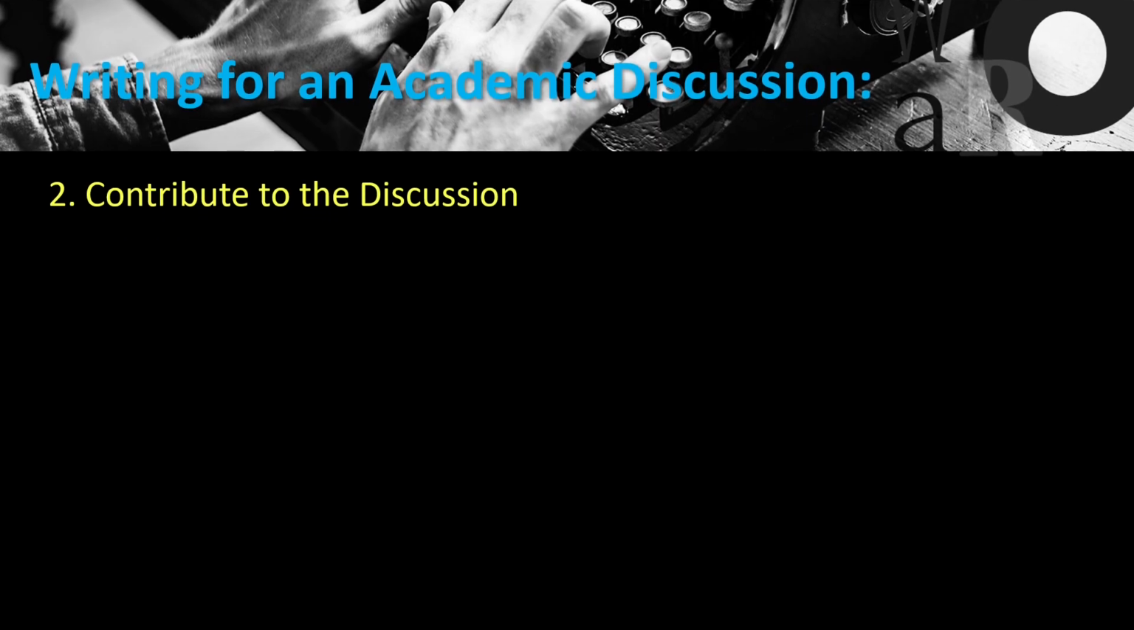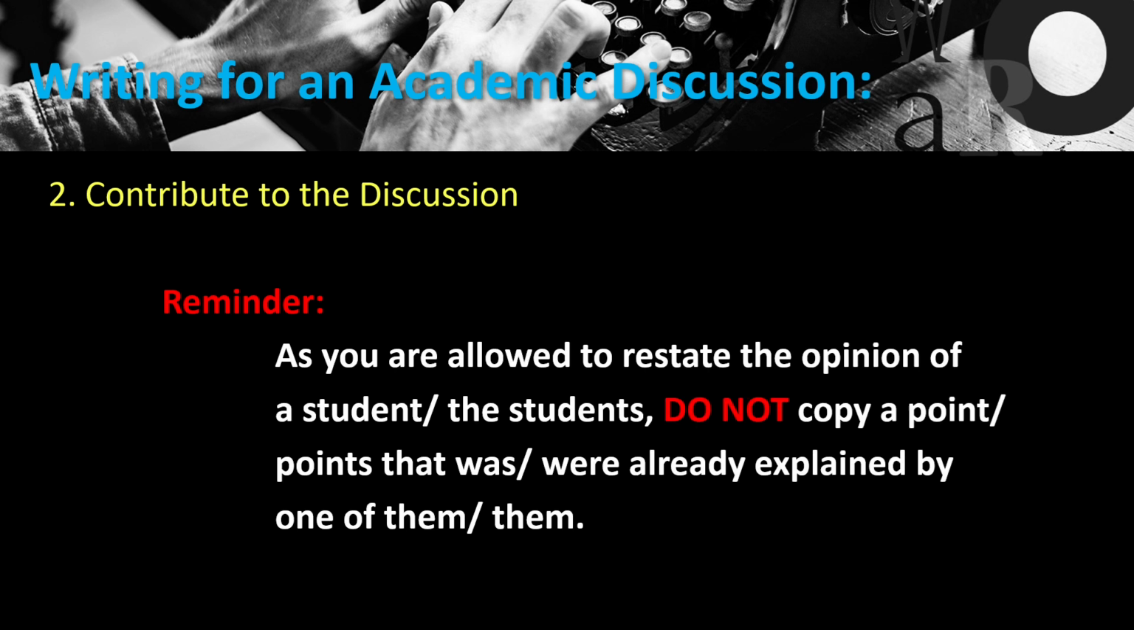Now that you have met the first requirement of writing for an academic discussion task, let us proceed to the second and more important requirement, which is to contribute to the discussion. Before we continue, let me first remind you that, whichever type of question you are dealing with, it is important to note that as you are permitted to restate an opinion or even opinions of both students, you are not supposed to copy a point that one of them has already explained. If you do this, then your score will be severely affected.